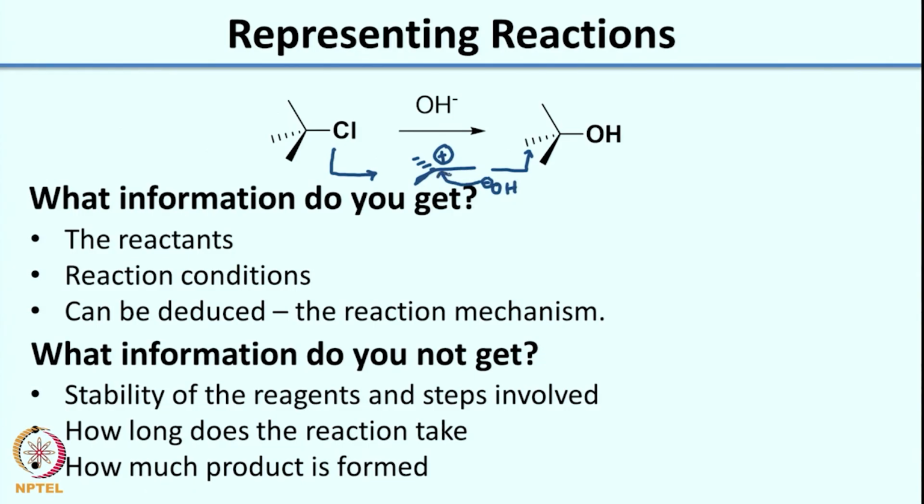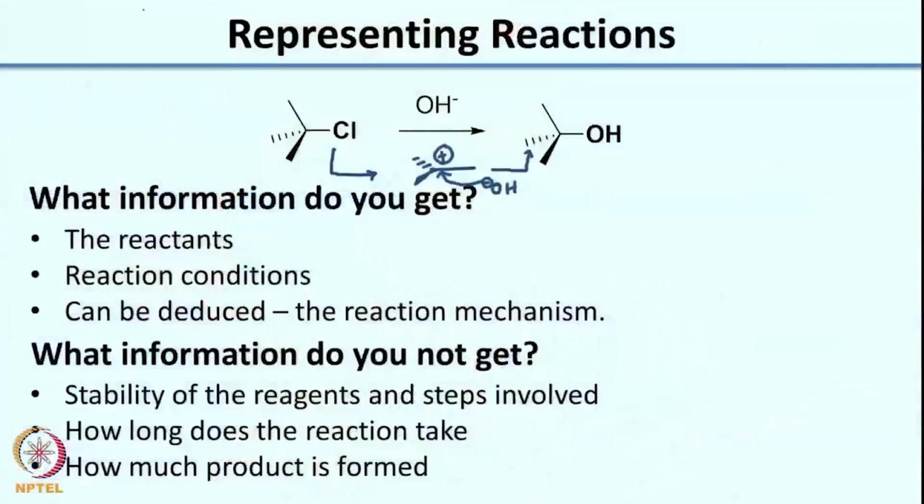So this information you can deduce looking at the arrow going from A to B, but you will not be able to clearly say that this intermediate is formed. So the reaction does not tell you stability of the intermediates or the reagents and the steps involved. It also does not tell you how long the reaction takes. The reaction can take 30 minutes, it can take 1 hour, it can take 2 days. This information is not clearly apparent. The other thing is you do not know how much product is formed.